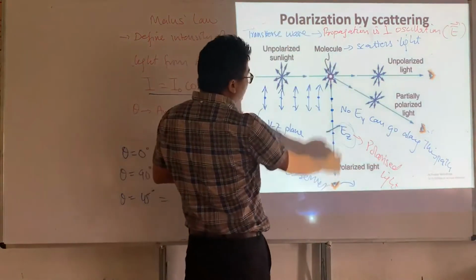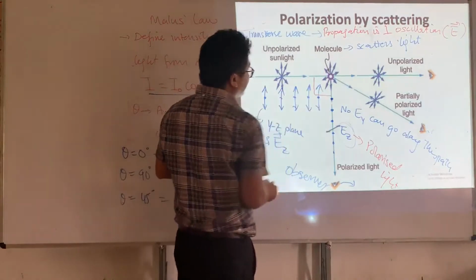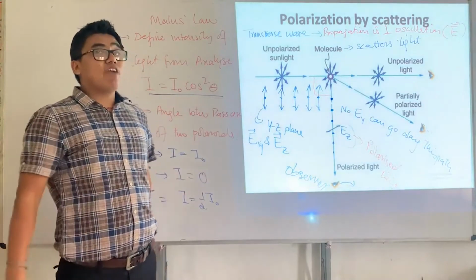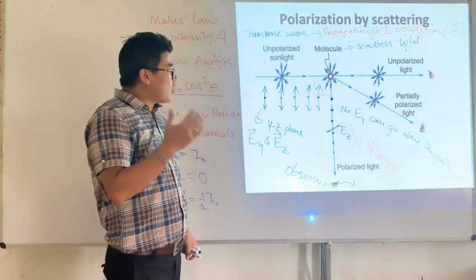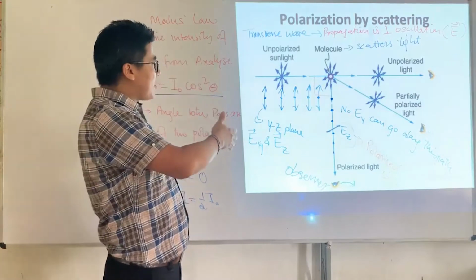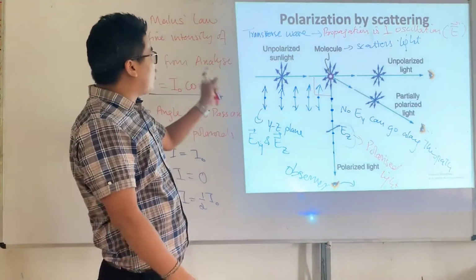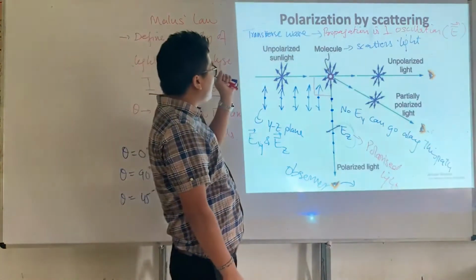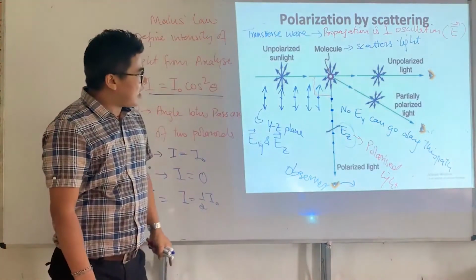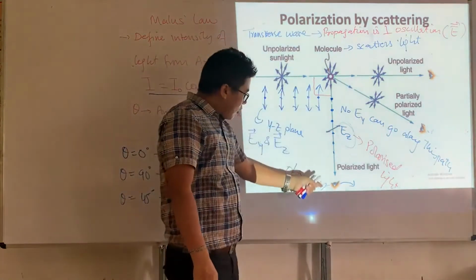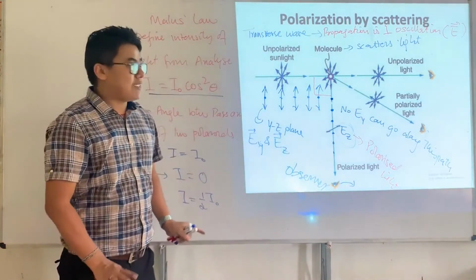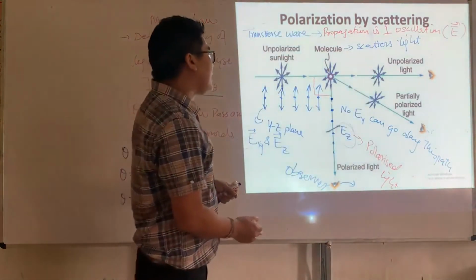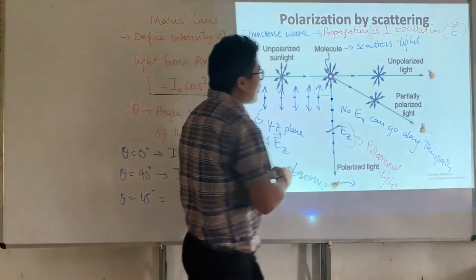So when you see along this, look at here, this has to be a 90 degree. Therefore, when you get scattered polarized light, if the direction of the observer is perpendicular to the direction of incident light, then the observer will get only polarized light. So this is the point, and this is going to be unpolarized light, and this is partially polarized light.